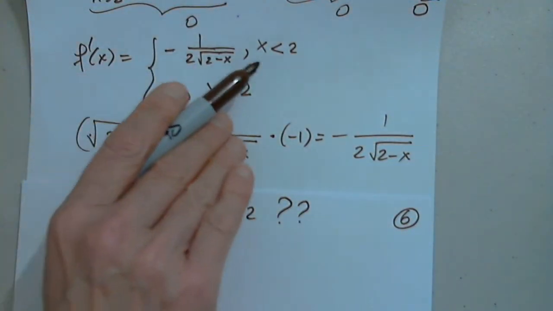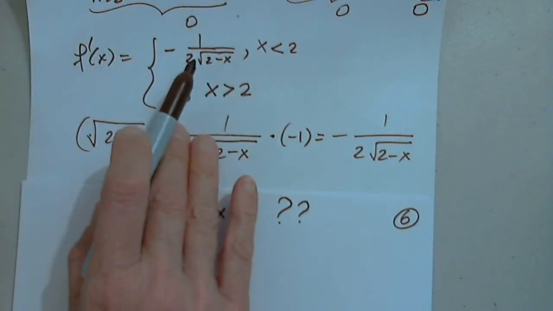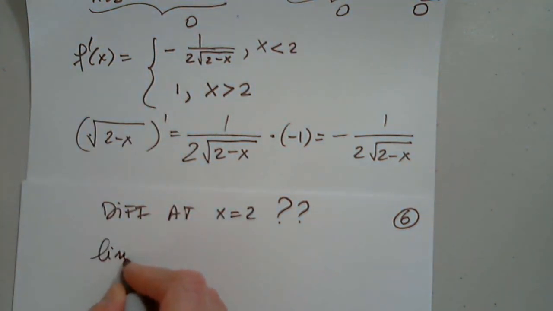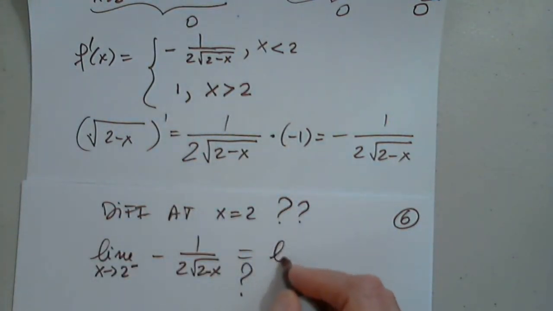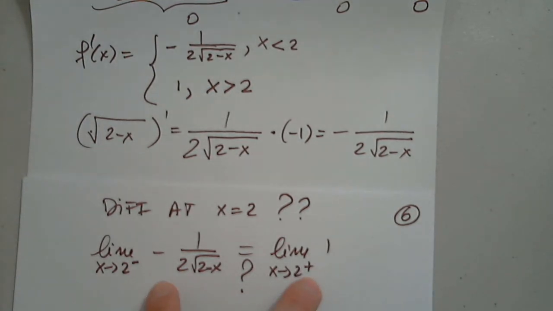So I need to find the limit from the left. Limit of -1 over 2 the square root of 2 minus x as x approaches 2 from the left. Does it equal the limit of 1 as x approaches 2 from the right? If these two are equal, I'll say yes, the original function is differentiable at 2. So I have a problem. This is not differentiable. The limit does not exist.